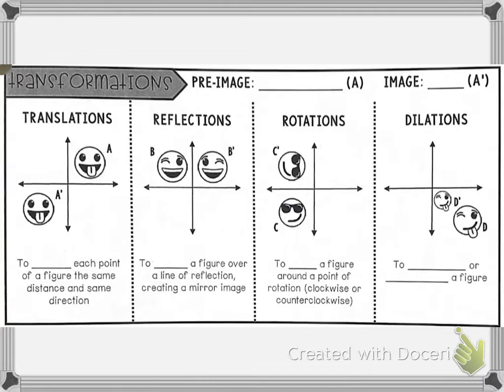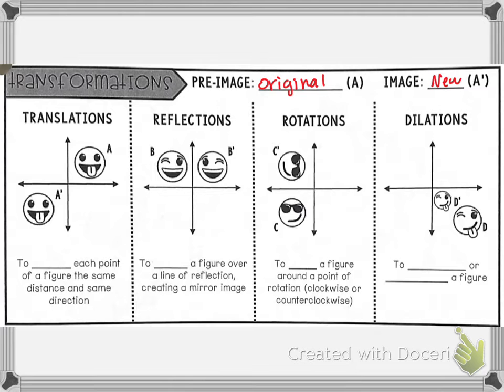Today we're going to be talking about transformations. In the first box we have on the top the pre-image, and here we're going to have the original. And then we have the image, which is the new image, right? And we usually have A for the pre-image and then A prime for the new image.